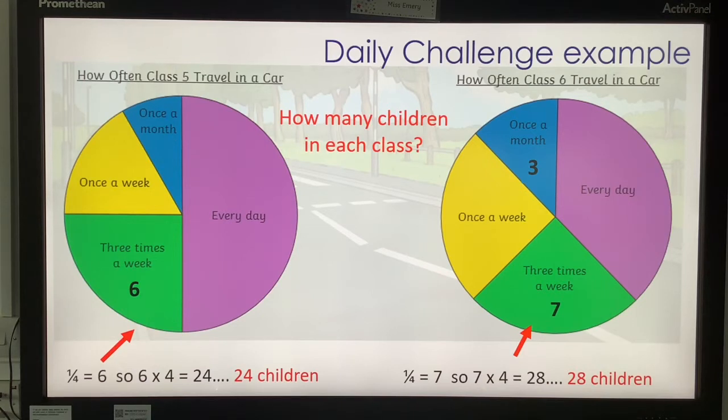If you look over at class 6, it's tilted and not quite as easy to see straight away, but the green segment again is 1/4. If you know that 7 is 1/4, then you know that you need to times that by 4 to find out your whole number, which is 28, because 7 times 4 is 28. So if you get a question like this, there will always be a clue somewhere which allows you to work out the numbers. So we've got 24 children in class 5 and 28 children in class 6.